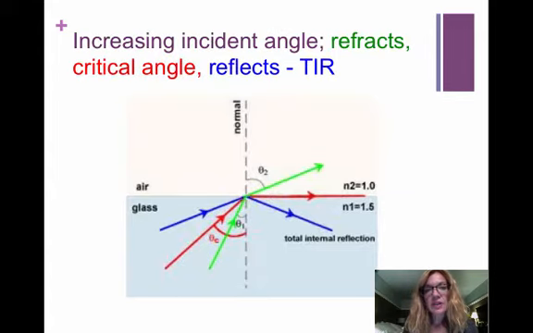Again, here is just another image for you to take a look at. It's from glass into air. And we'll start by taking a look at the green ray of light that's coming out. That one refracts. The red one is at the critical angle. The blue one is total internal reflection.